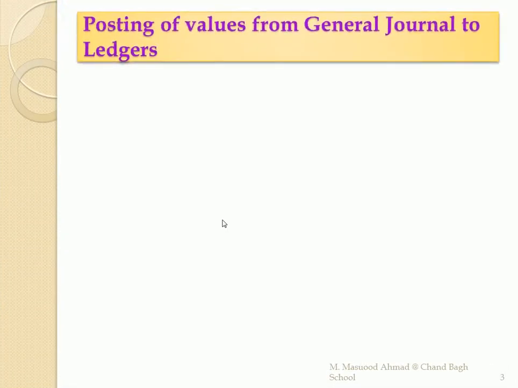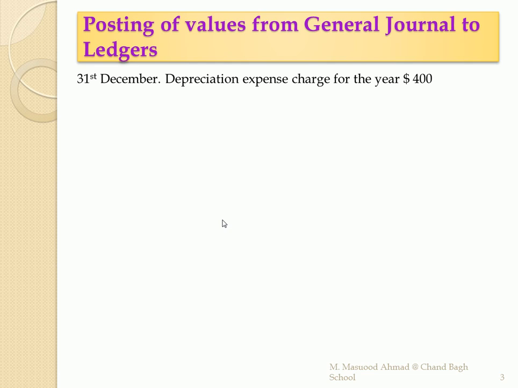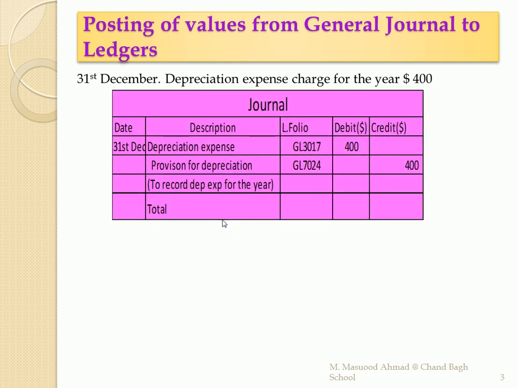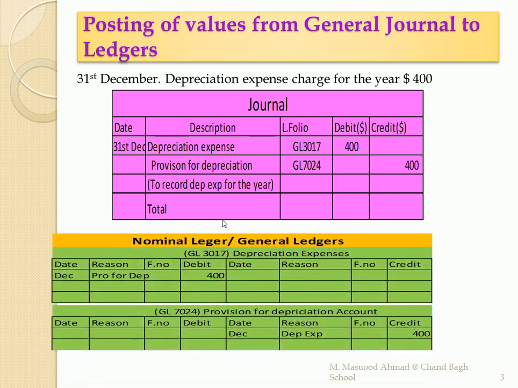So let's see the posting of your journal into your ledgers. As you know, the journal is not part of double entry, but the ledgers are part of the double entry system. In this slide we will see how the journal entries are posted to your ledgers. So here is your transaction at 31st December: expenses charged for the year is $400. That is the same journal entry which we have already seen, and now we are going to discuss the posting at the bottom.